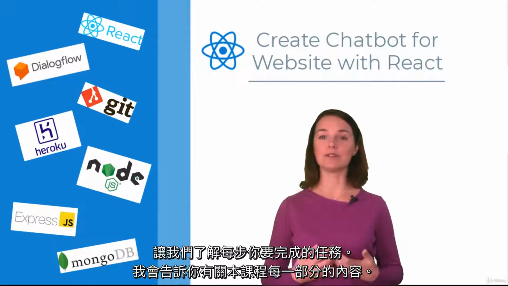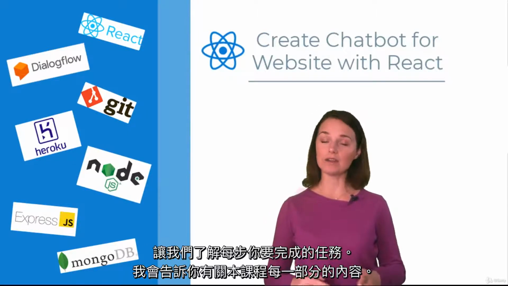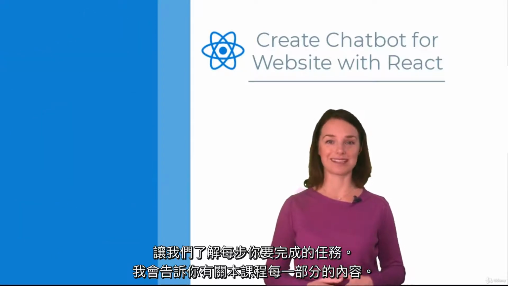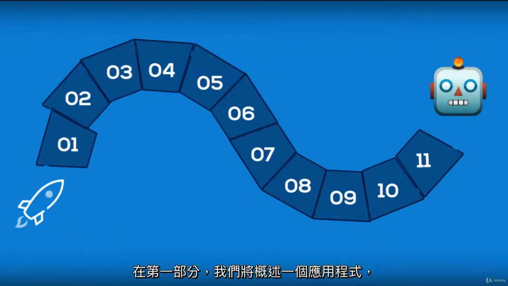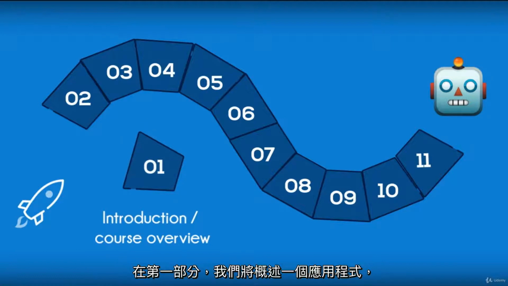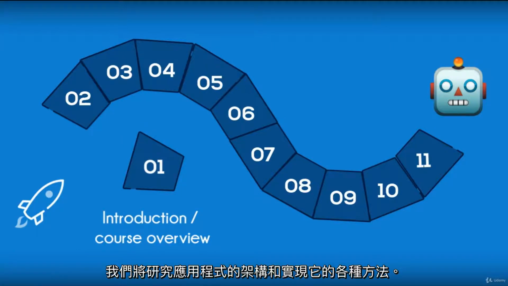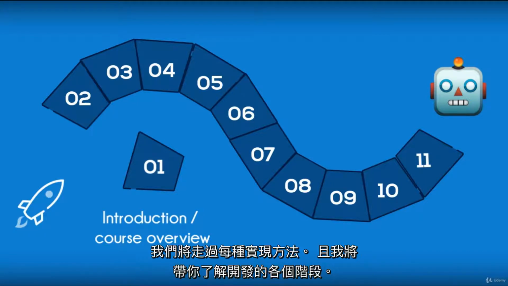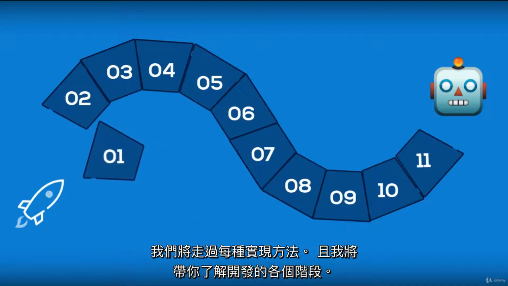Let's go through the steps you'll need to do to complete this mission. I'll tell you a bit about every section of this course. In the first section, we'll take an overview of an app and get familiar with the tech stack, that is technology used in this course. We'll look at application architecture and different ways we can implement it. We'll go through every implementation and I'll take you through development stages.